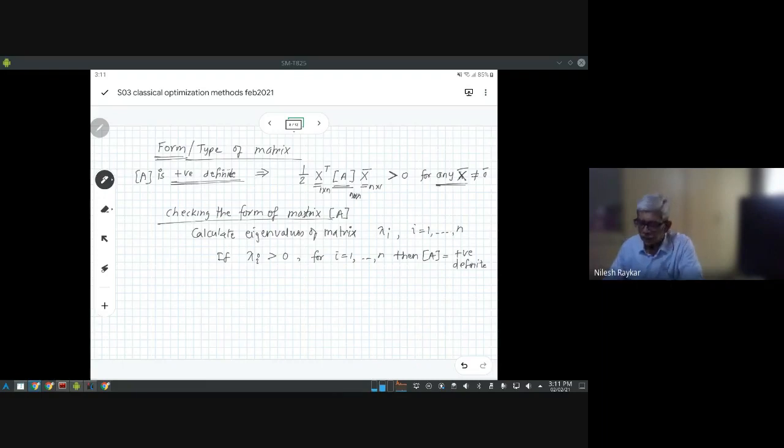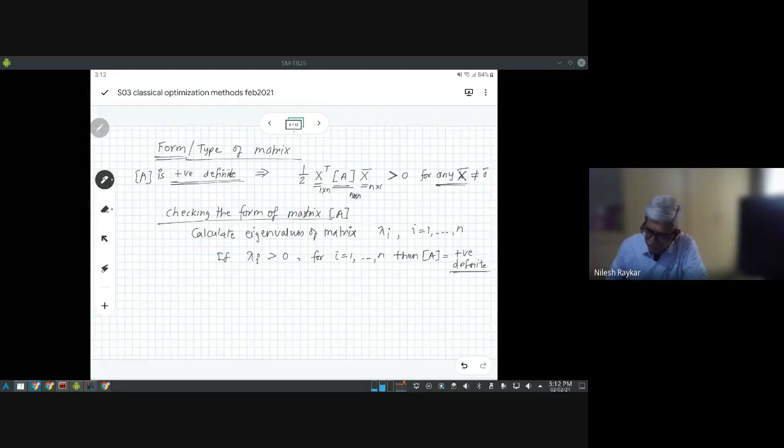Similarly, there are other conditions: if all eigenvalues are strictly less than 0, then it is negative definite and so on. But again, as I said, for our purpose we require only the positive definite form, so that is why I'm focusing on that. In order to determine the form, you need to calculate the eigenvalues, and in order to calculate the eigenvalues, you have to write this equation in the determinant form.